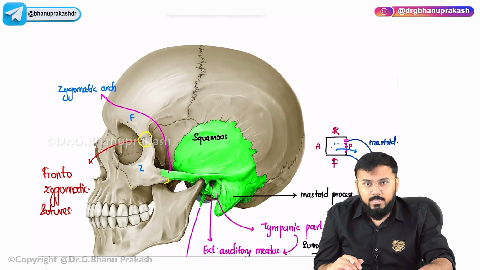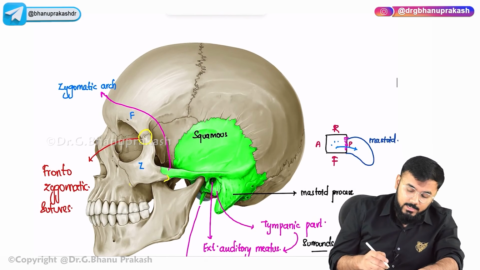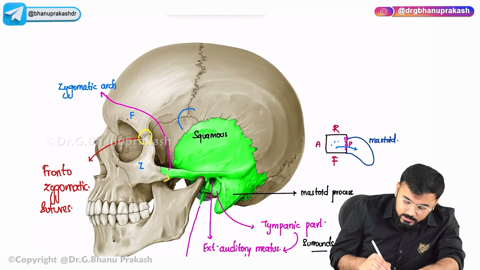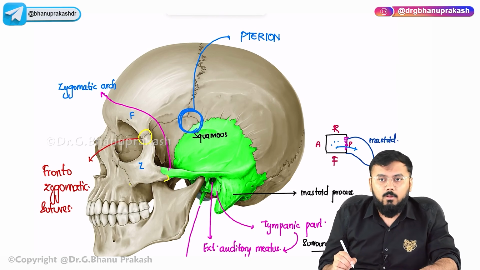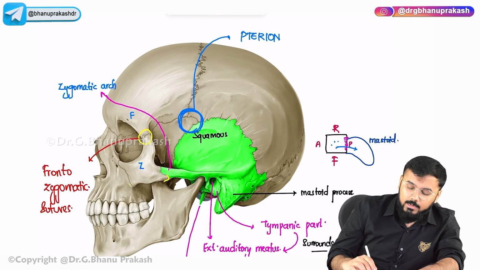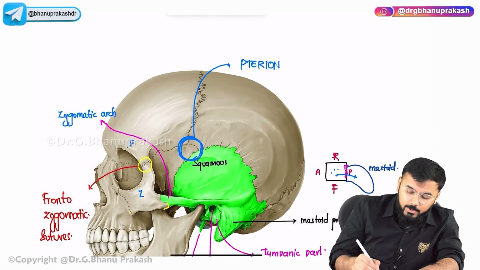Now next important thing here, there is something that you already know. See here, what is this point called? This point where all the bones are meeting here, yes, this is called your pterion. What is this? Pterion. Okay, now just tell me what are the bones that are taking part in the pterion?